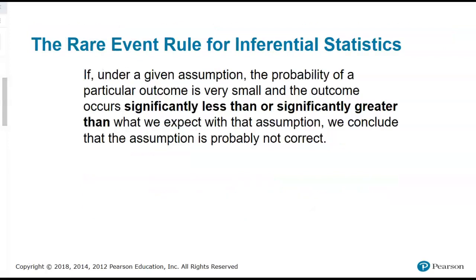Okay, and the rare event rule. So basically, if under a given assumption, the probability of a particular outcome is very small, and the outcome occurs significantly less or significantly greater than what we expect with that assumption, then we conclude that the assumption is probably not correct. So this is kind of the basis for hypothesis testing that we'll get to in Chapter 8. And hopefully, as we keep investigating this rare event rule, it's going to become clearer as we go.